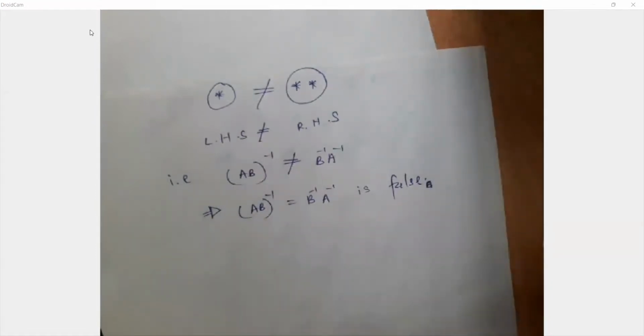Okay, so we did the 6th question, second part also. Do the other parts by yourself. Should I do the other ones? Should I do these 2 parts also?